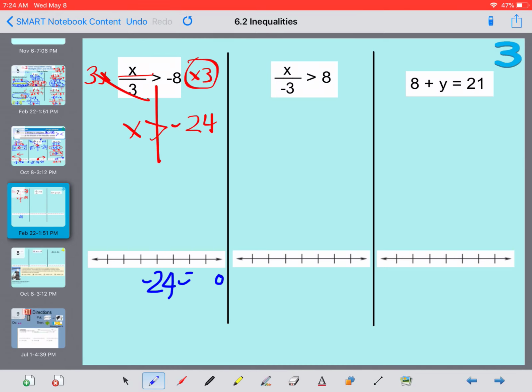So again, we have negative 24. 0 would be over here, so negative 23, negative 25. Open circle because there's no equal to. And then greater than would be to the right towards the positive, 0.